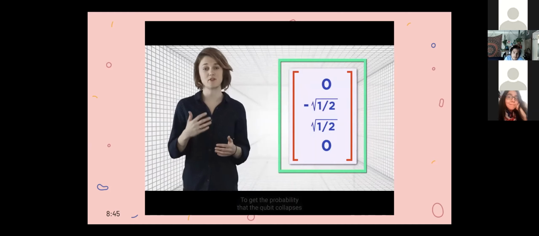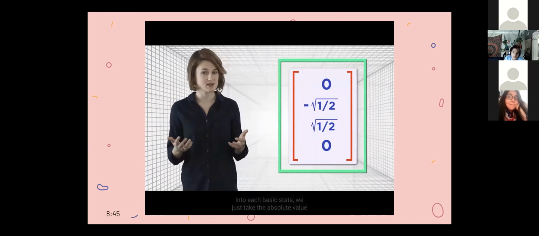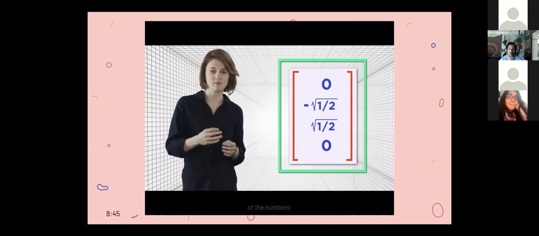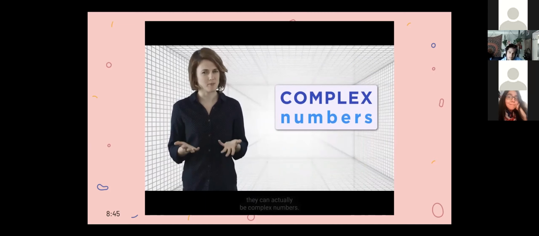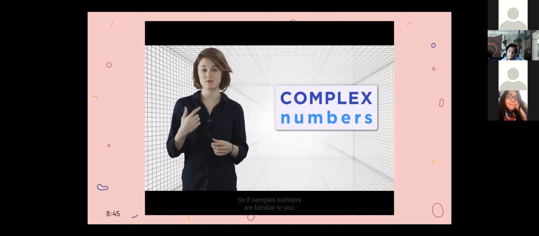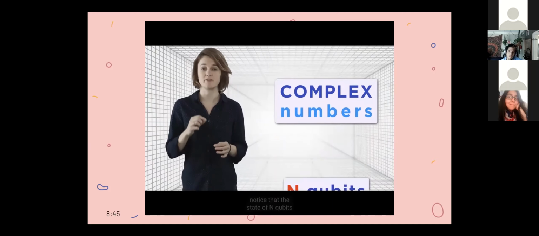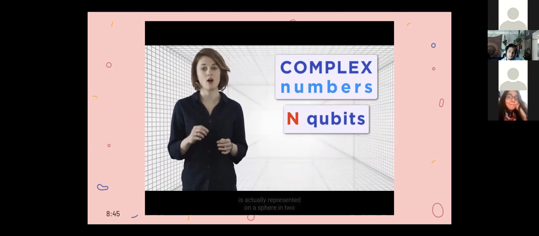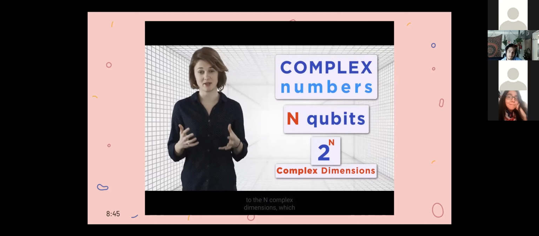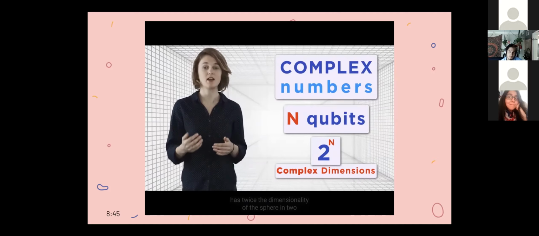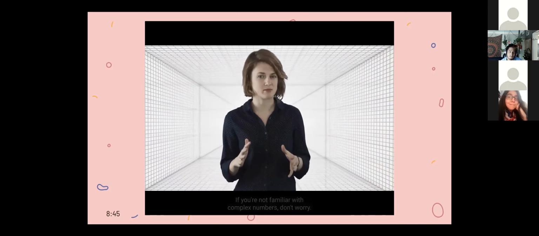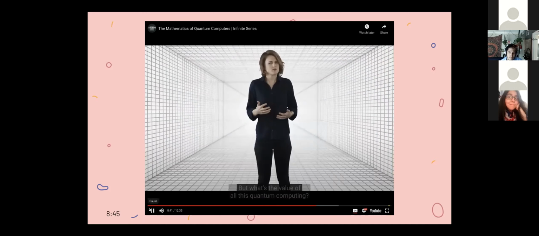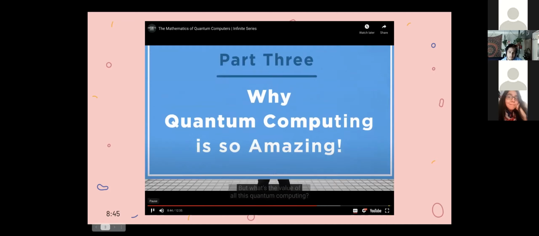To get the probability that the qubit collapses into each basic state, we just take the absolute value of the numbers. In fact, not only can these numbers be negative, they can actually be complex numbers. So if complex numbers are familiar to you, notice that the state of n qubits is actually represented on a sphere in 2 to the n complex dimensions, which has twice the dimensionality of the sphere in 2 to the n real dimensions. If you're not familiar with complex numbers, don't worry. It's not necessary for this video. Okay, aside over. But what's the value of all this quantum computing?